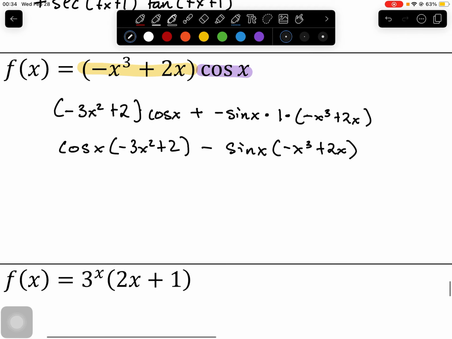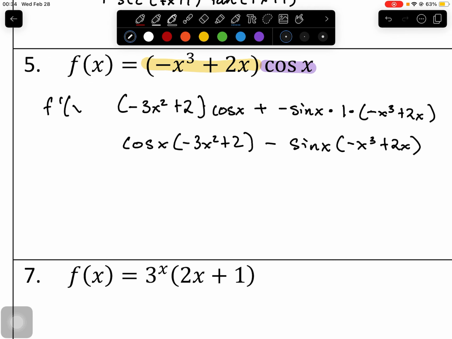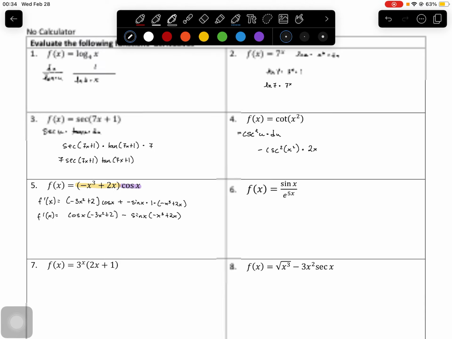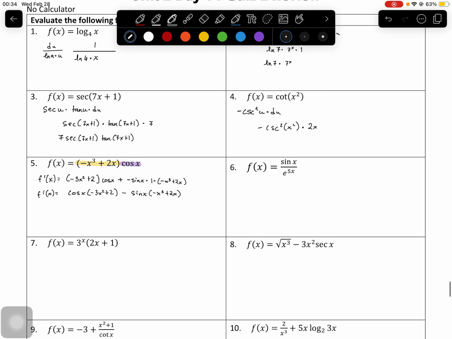All right, and that's our answer. And don't forget to write f prime of x, the derivative. I didn't do it, but just go back and write that down.